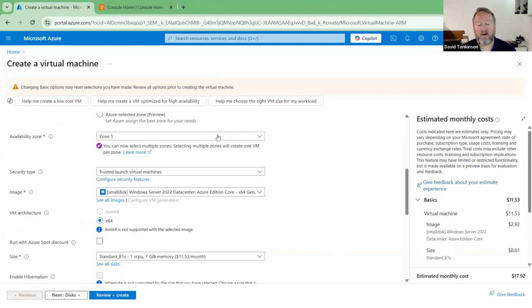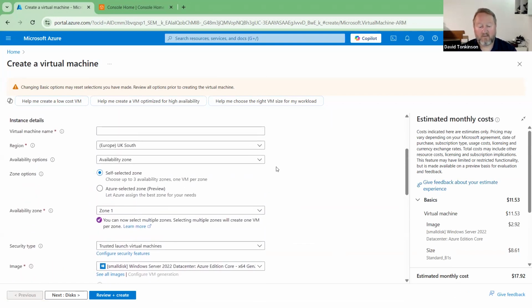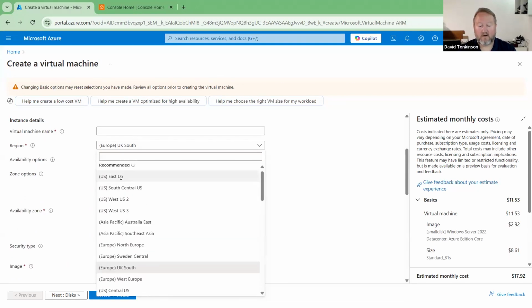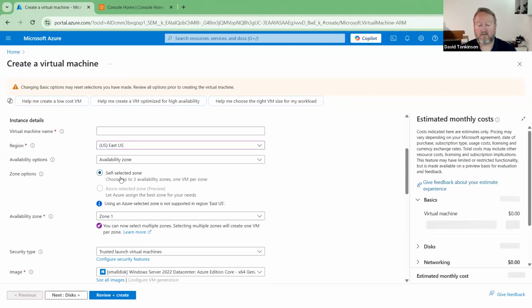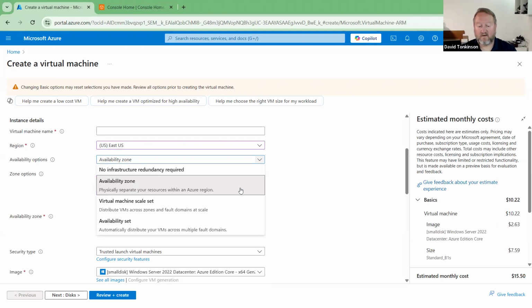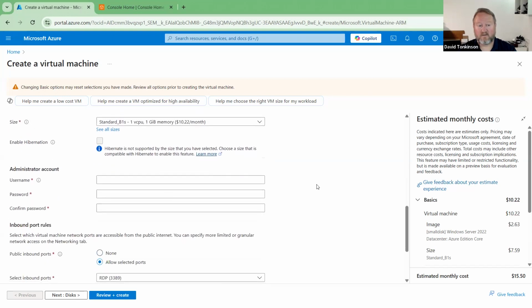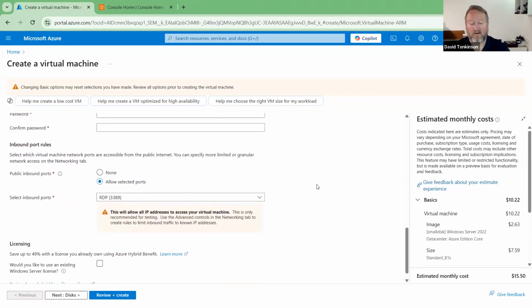We're telling it to put it into availability zone 1. We can stick it into a different availability zone, because here we're telling it we basically want this to run in Europe, UK South. I can say I want this one to actually run in the East Coast USA, and I can put it into a different availability zone. Virtual machine scale set, availability sets. So as you can see here, we basically have an awful lot of control.